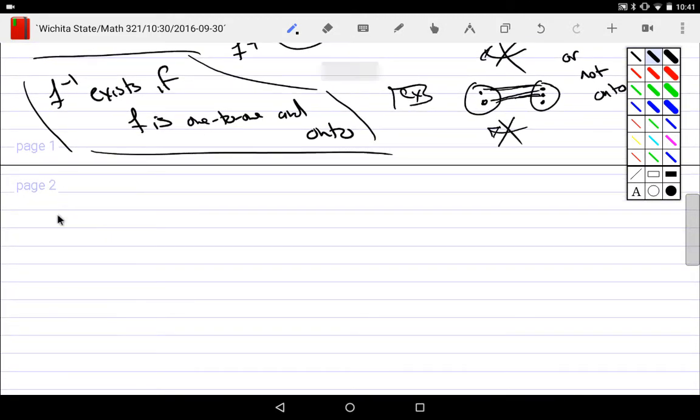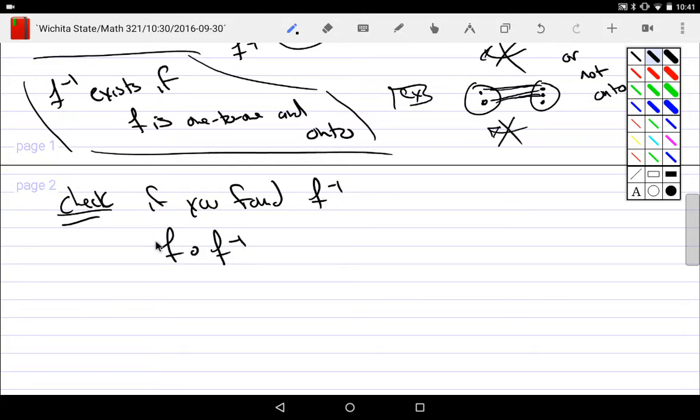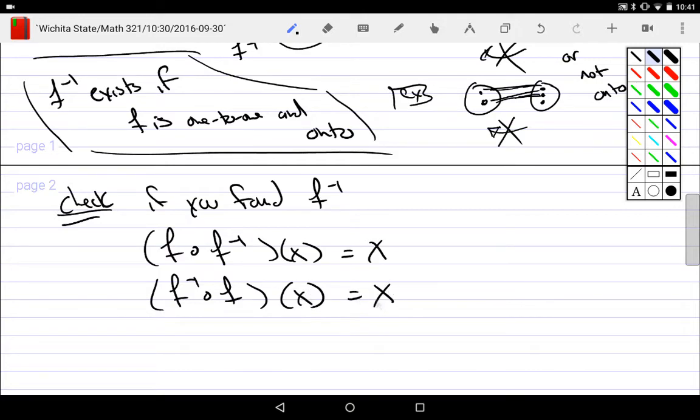Now how could you check if you found f inverse? Well, you just say f composed with f inverse, whatever you say it is, better spit out x, and if you took f inverse composed with f, whatever it is, compose it, it better spit out x. And it has to go both directions.